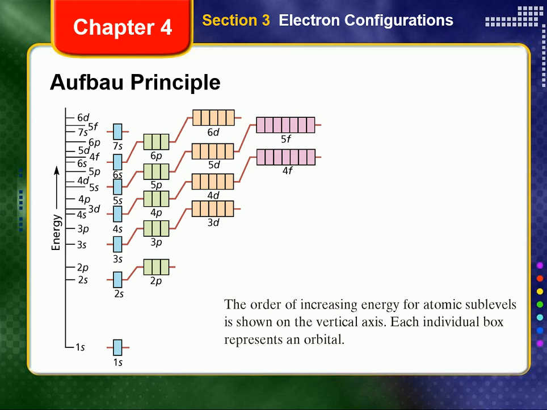Note in the figure, for example, that the 4s sublevel is lower in energy than the 3d sublevel. Therefore, the 4s orbital is filled before any electrons enter the 3d orbitals. Less energy is required for 2 electrons to pair up in the 4s orbital than for a single electron to occupy a 3d orbital.